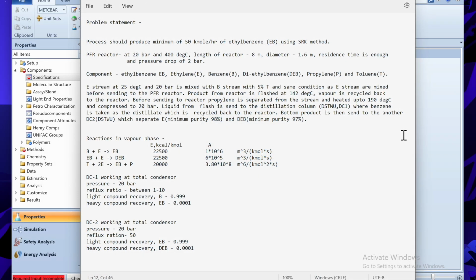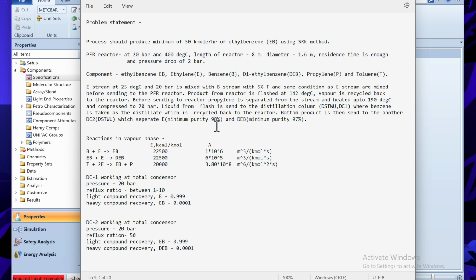So in this video we are going to do a process simulation on Aspen Plus. This is our problem statement. We have to produce 50 kilomole per hour of ethylbenzene using the SRK method. We have to use the PFR reactor. These are the conditions for the PFR reactor. These are the components. You can read this.